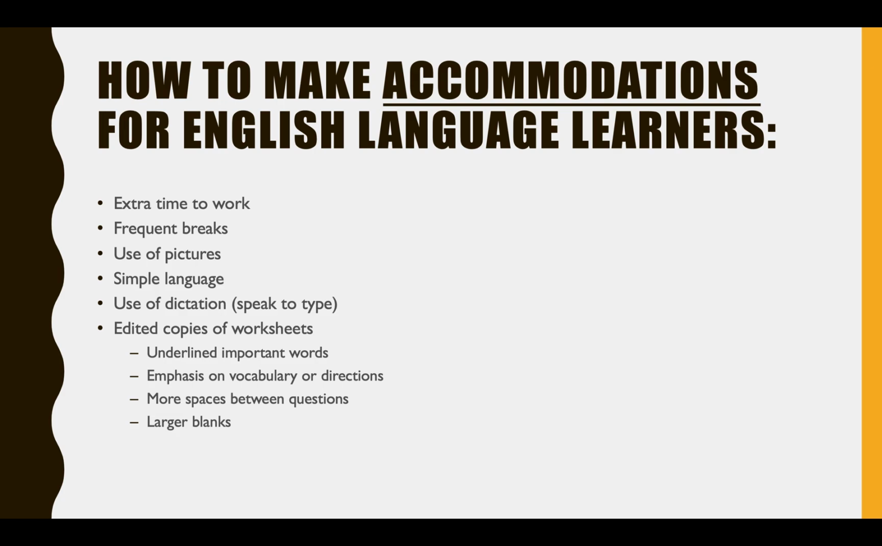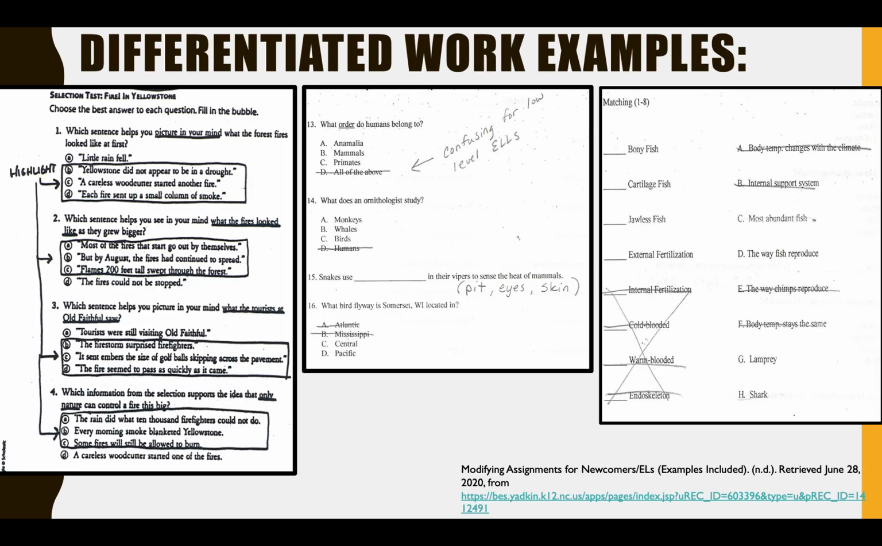How to make accommodations for English language learners. Extra time for work, frequent breaks, use of pictures, simple language, the use of dictation or speak to type, edited copies of worksheets that underline important words, emphasis on vocabulary or directions, more space between questions, and larger blanks.